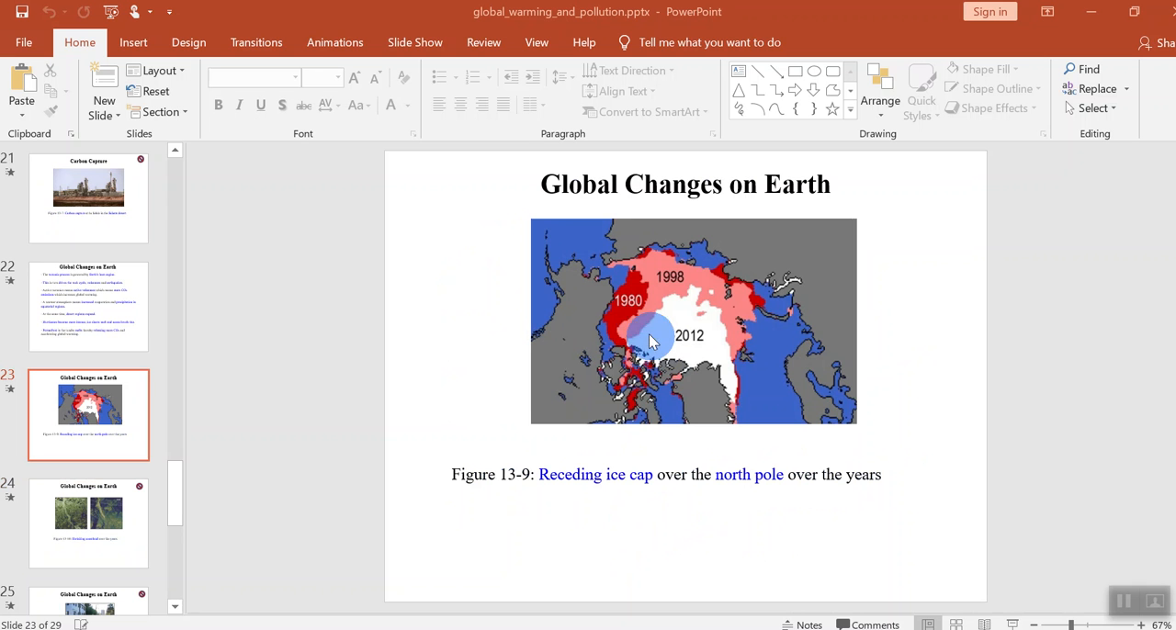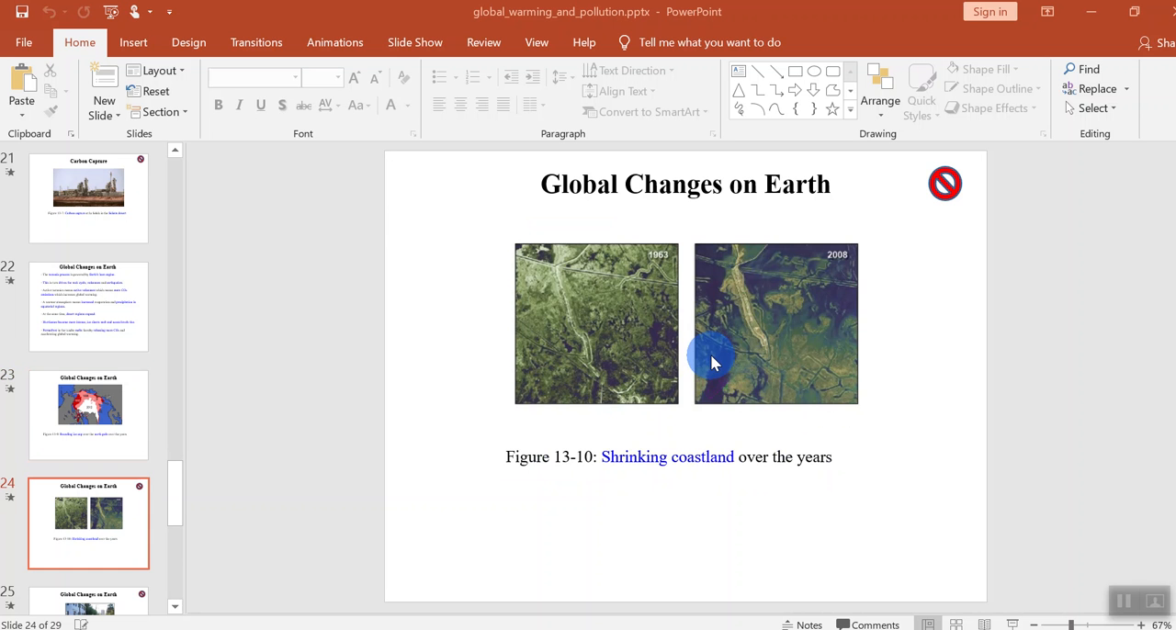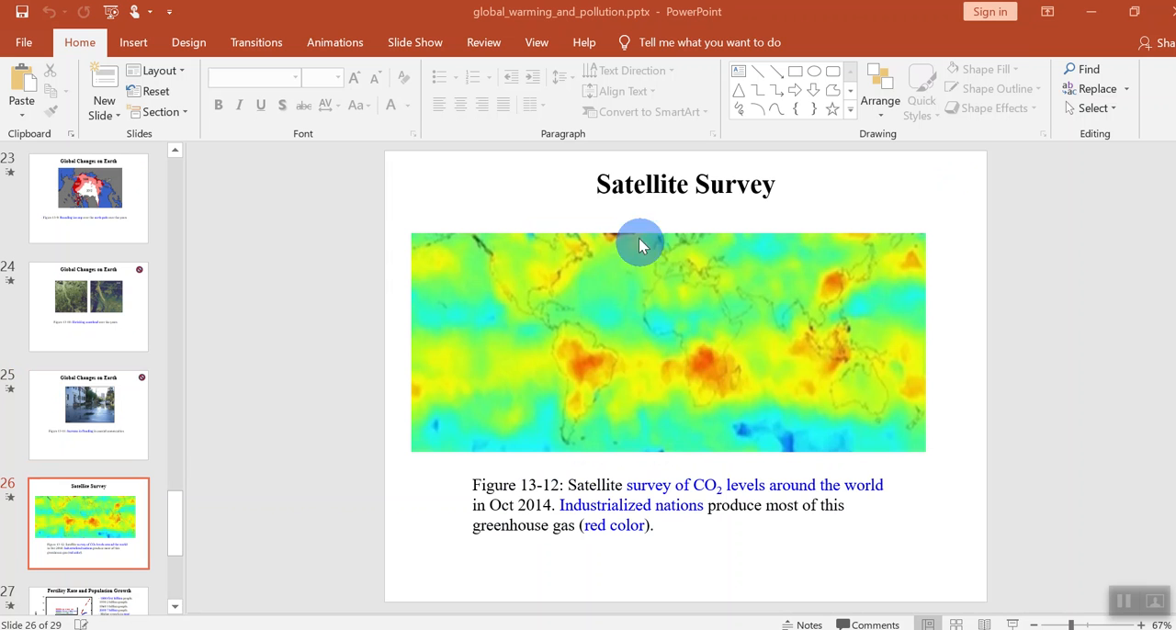So we see in 1980, Greenland ice sheet was huge and it's been decreasing. Skip this one, skip this one. Okay, this is a satellite survey of CO2 levels around the world. Industrialized nations seem to produce most of the greenhouse gas.